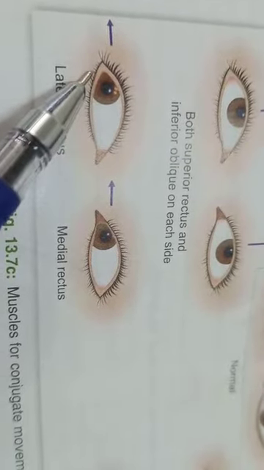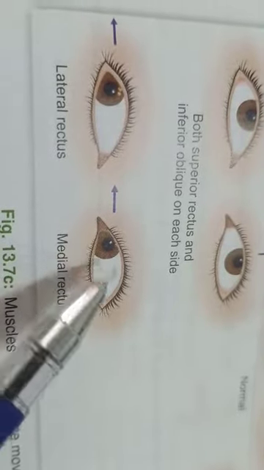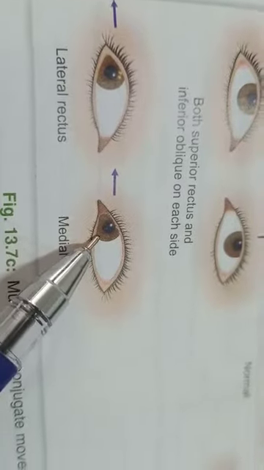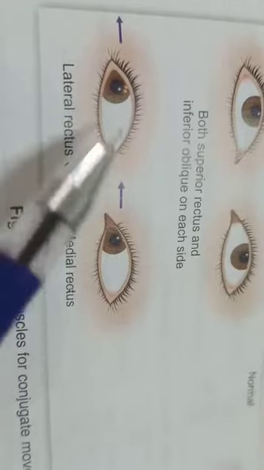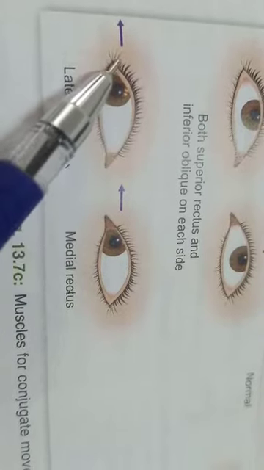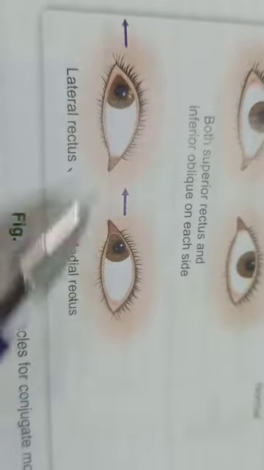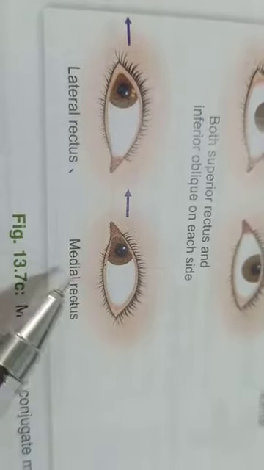So this is known as abduction. This movement is known as adduction. This is the movement of the eyeball towards the medial aspect. So adduction is by the medial rectus. Abduction is by the lateral rectus, that is movement of the eyeball towards the lateral side. This is abduction, and this is adduction. So abduction is by the lateral rectus and adduction is by the medial rectus.